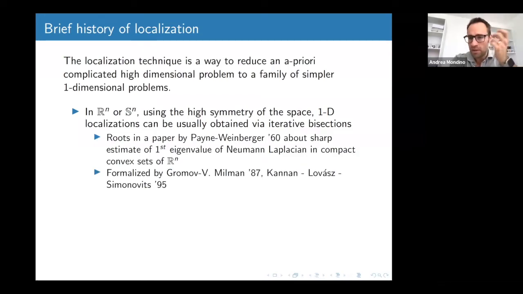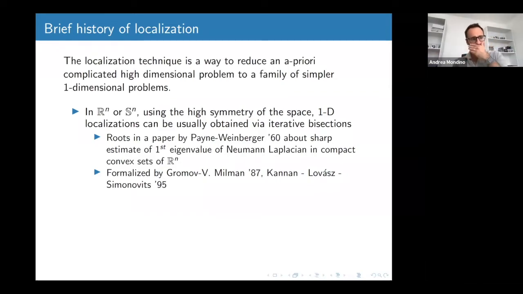The first paper that I know where this was performed is a paper by Payne and Weinberger in the 60s about the sharp estimate on the first eigenvalue of the Neumann Laplacian in compact convex sets in Rn. It's very much in the flavor of this seminar, since it is really about eigenvalue problems, spectral geometry. Then it was formalized by Gromov and Vitali Milman, and by Kannan, Lovász, and Simonovits in the 80s and in the 90s.